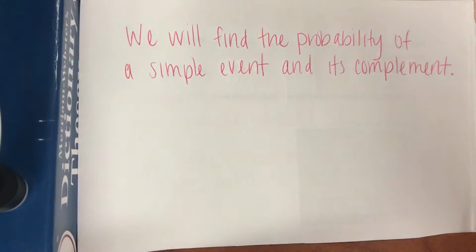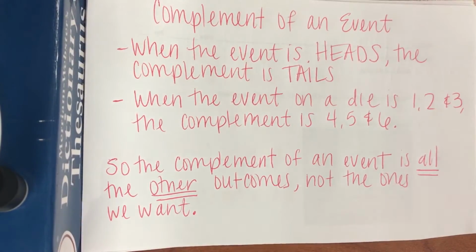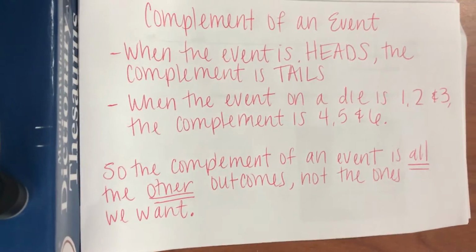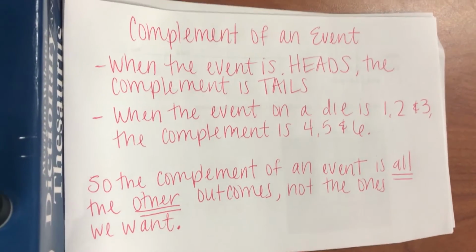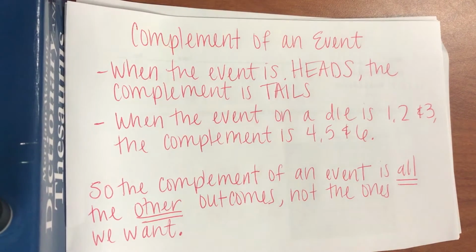Oh, of course. So the learning target is we will find the probability of a simple event and its complement. Plenty of time to write that down. It's kind of like little vocab notes. Well, they're taking notes, so it's a good thing. They better be taking notes.